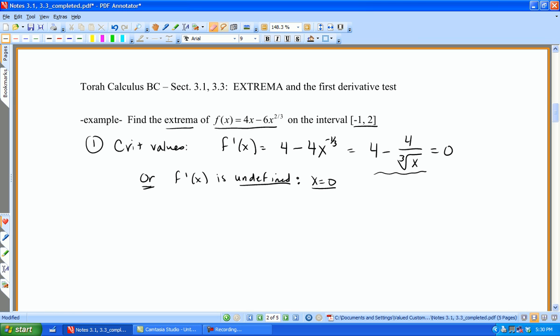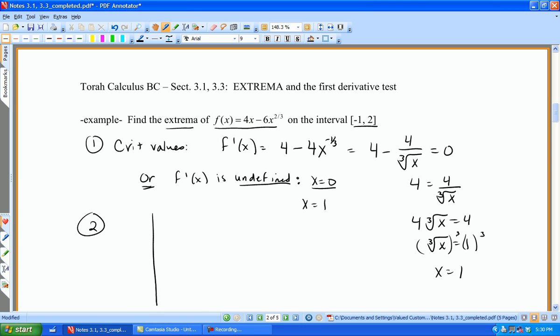Okay, the other critical value occurs if I set this equal to 0. So I'm going to add one of these to the other side. I get 4 equals 4 over the cube root of x. I'm going to cross multiply. 4 cube root of x equals 4. I'll divide. The cube root of x equals 1. And then I'll cube both sides. And I get x equals 1. So my other critical value is x equals 1.